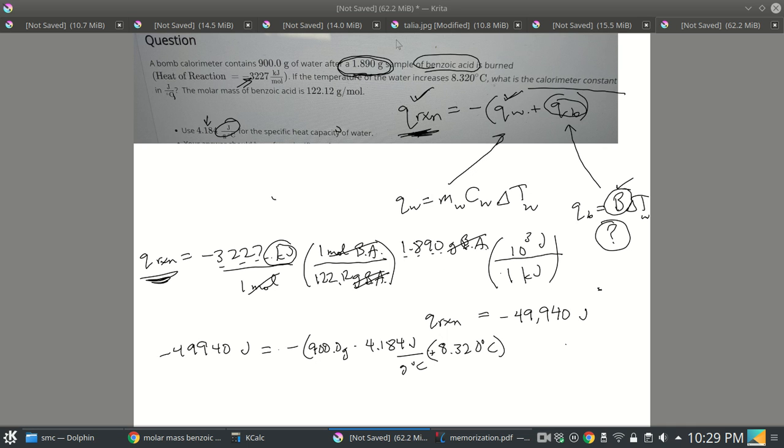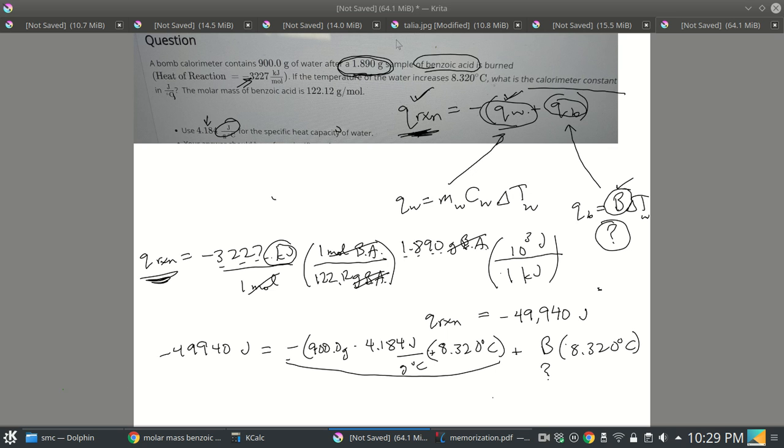So that's all multiplied, and all this stuff here is Q water, right? So I'm going to add the QB. I don't know what QB is, all right? Actually, QB is B delta T. So I'm going to put B here, and I know what delta T is. So this is 8.320 degrees Celsius, right? All right, so now I have one variable, and I will now solve for this variable.